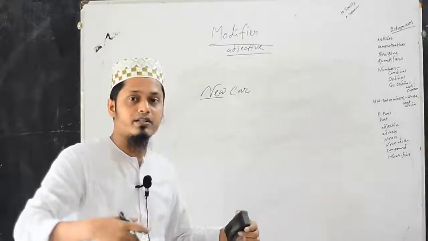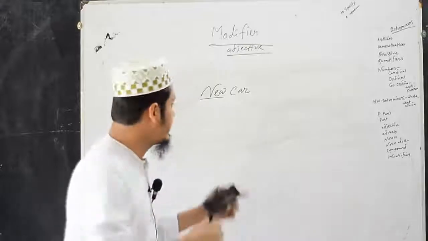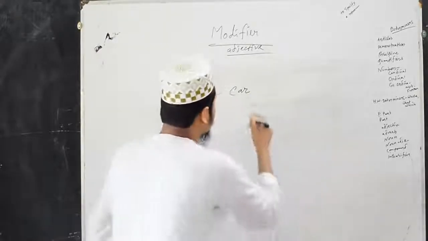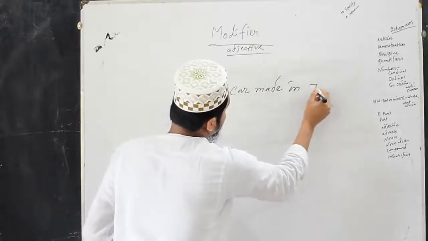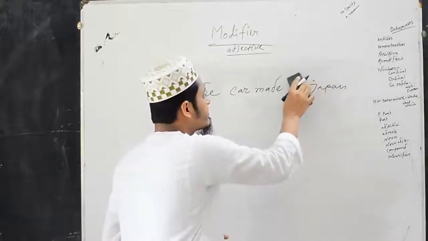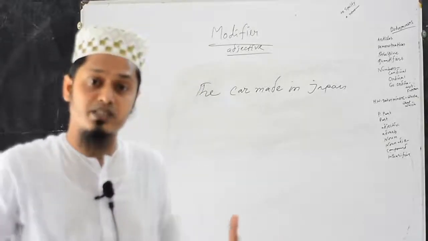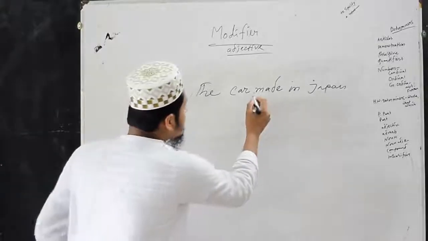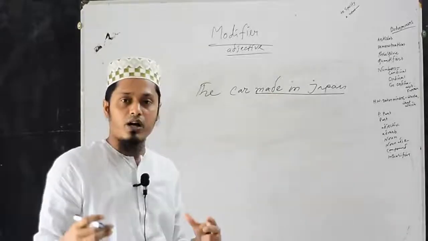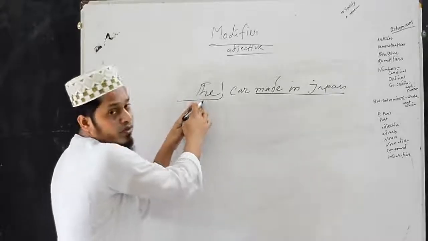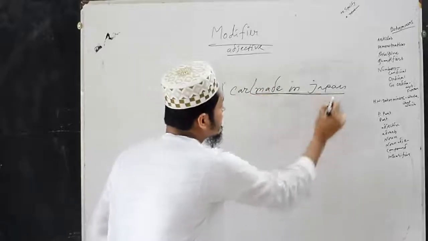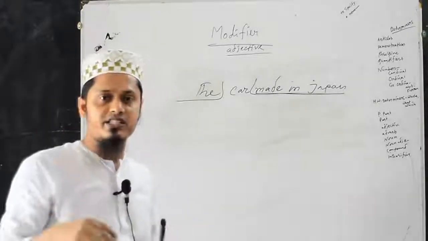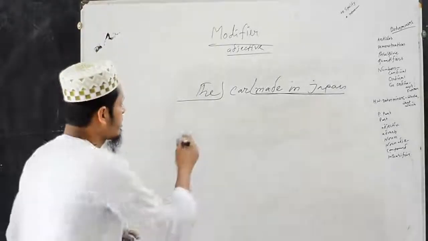And if I modify the word in a larger range, if I write the car made in Japan. Which car? The car made in Japan. That means Japanese car. This is very durable, long-lasting, and very prestigious car. And this made in Japan is also a modifier. The word the, this is also a modifier, but this is pre-modifier. And made in Japan, this is also a modifier, and this is the post-modifier. So we can say that modifier is divided into two types, pre-modifier and post-modifier.